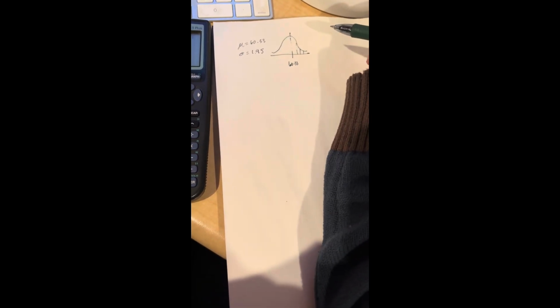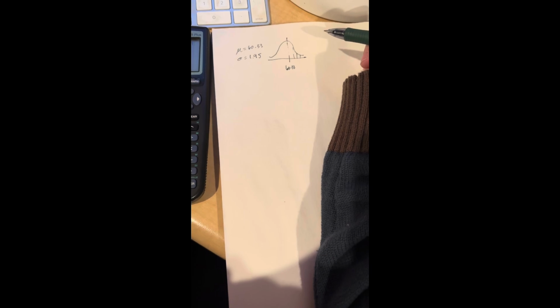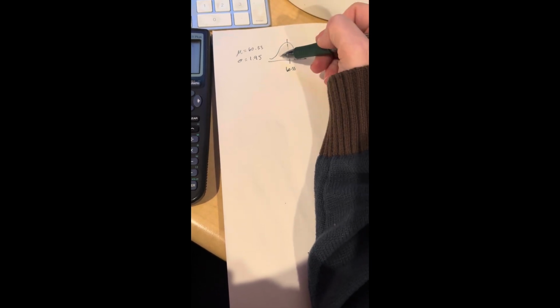Okay, part A. In the past year, 80% of Ian's throws have been longer than, greater than X meters. Find X. So we've got this normally distributed data, so it's fitting on this bell curve. Our average is the 60.33. Standard deviations are this 1.95. 80% of his throws have been longer than X meters. So 80% is greater than. 80% is on the right.